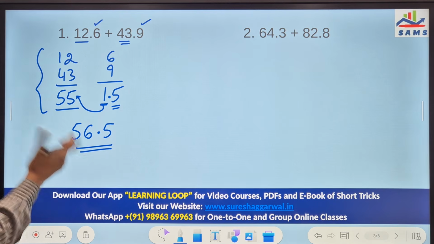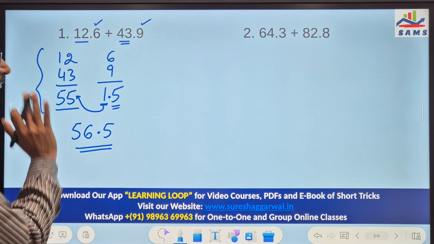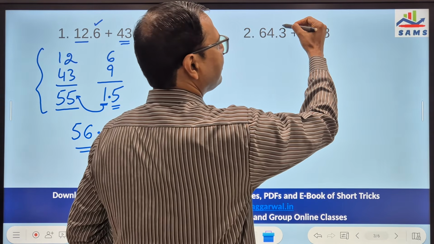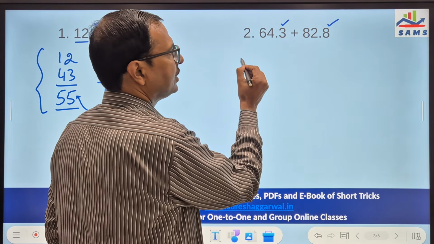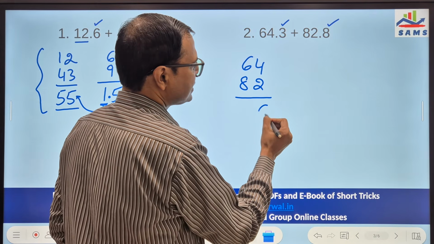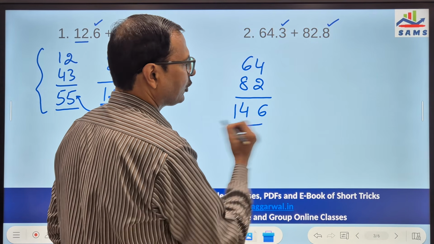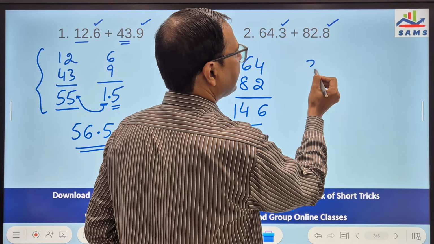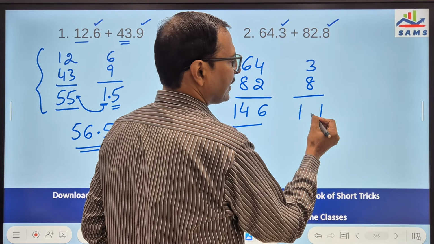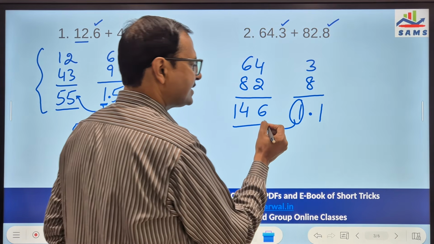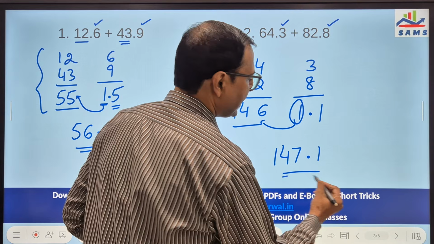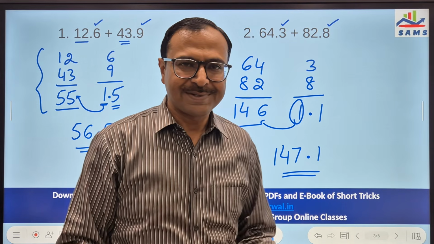56.5 obviously is the answer for this question. And now here we have another similar type of question where we have a single digit and a single digit. So 64 and 82, that gives 6 and a 14, so 146. And the other part 3 and 8 gives 11, but single digit means 1.1, so this one gets added to this and gives you 147.1 as the sum of these two numbers.